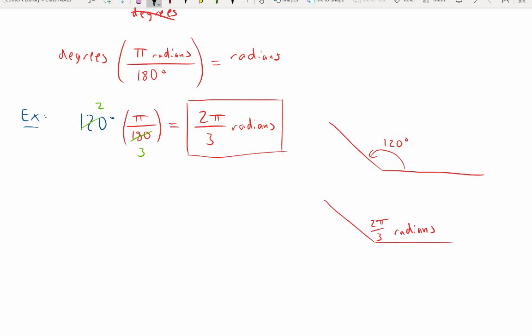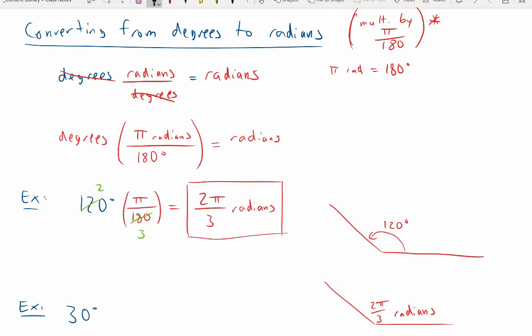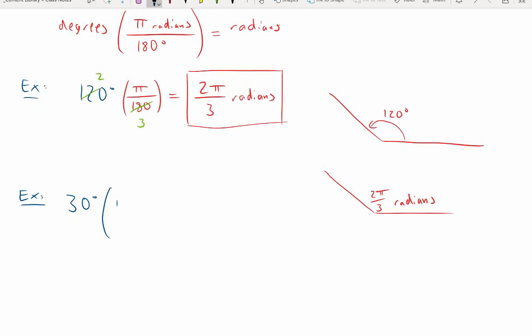Just look at one or two more here. Suppose we had 30 degrees. We want to convert it into radians. So we're going to convert from degrees to radians. We always, when we're converting from degrees to radians, multiply by pi over 180. So we have 30 degrees times pi over 180. Again, notice the common factor. There's 30. That leaves 1 behind here, 6 behind here. And so our angle is equal to pi over 6.